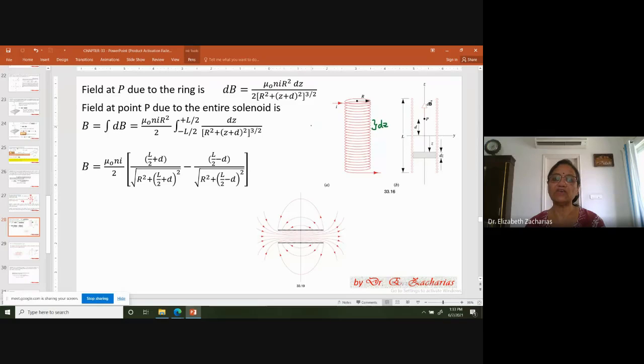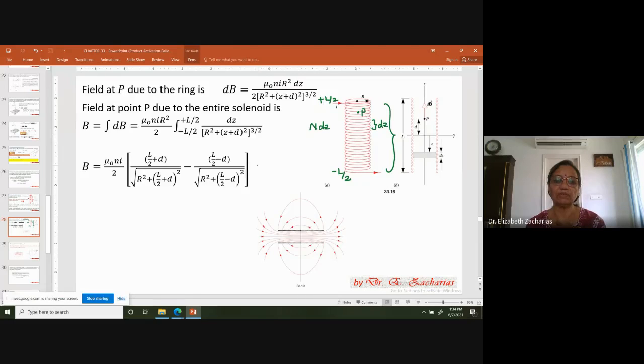How many turns are there? If you see, it will be n into dz. Now, because of this n dz, what is the magnetic field at a point P? You will find out. Then you want the net magnetic field because of this entire solenoid, so you do an integration from minus L by 2 to plus L by 2. Let's not get into the steps because this is something that we have been doing over and over again. So straight away, I'll go to the result.